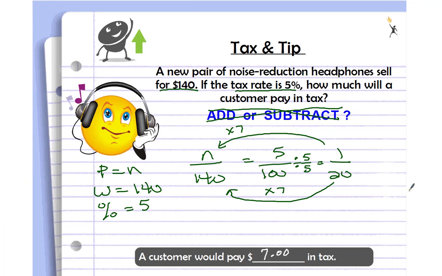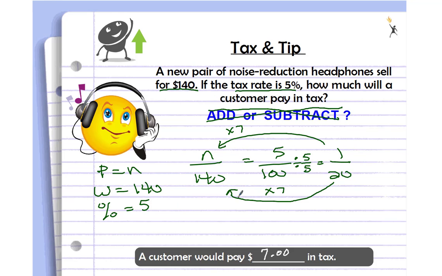Okay, let's see how you did. Did you get that the customer would pay $7 in tax? If you did, awesome job. Did you get that the customer would pay $147? If you did, you still got the $7 for tax, but you ended up finding the total cost instead of just the tax cost. So make sure you're answering what it is that the question is asking of you.